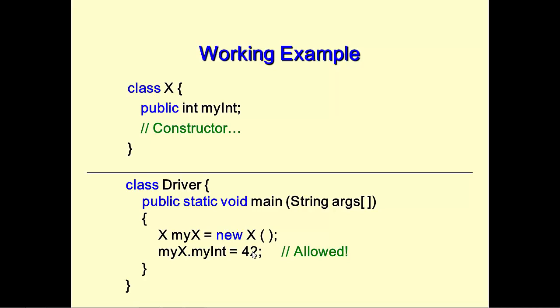So how do we overcome this? It's really one of two different ways. We could either make it public, or we could provide accessors and modifiers to allow other classes to see it. And that's typically what's done.